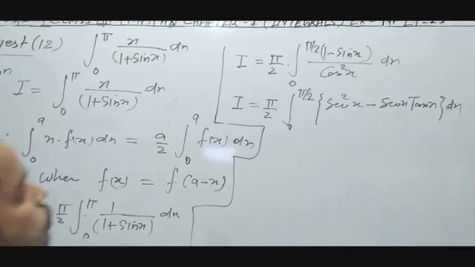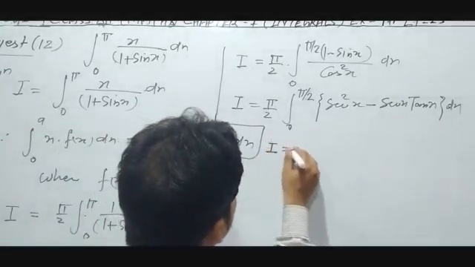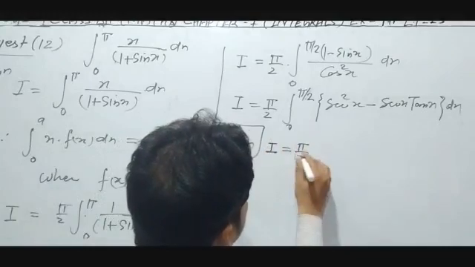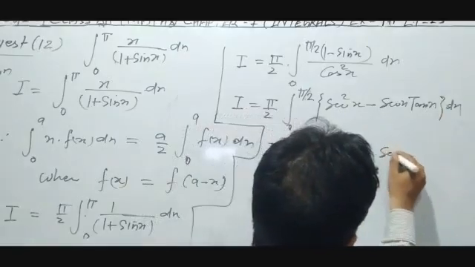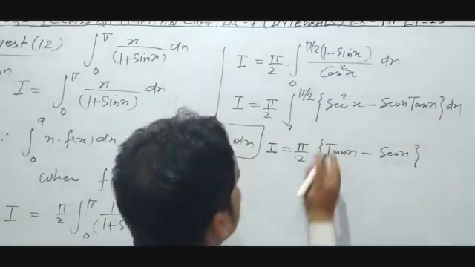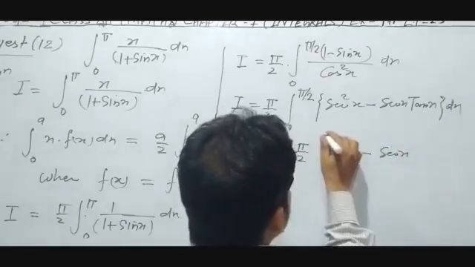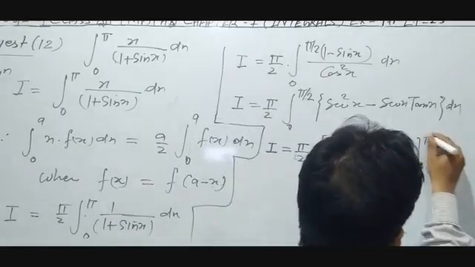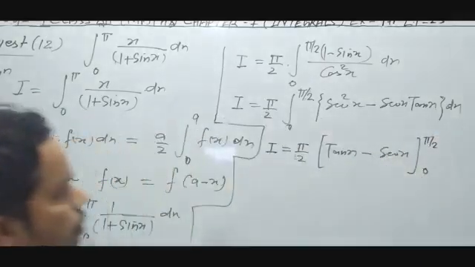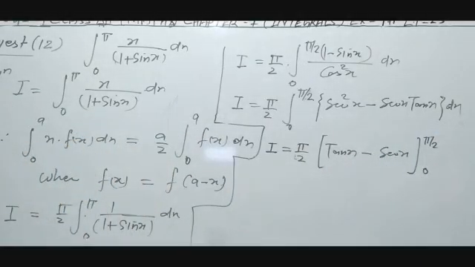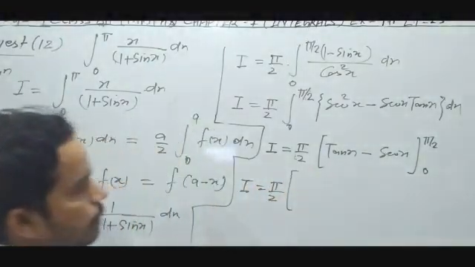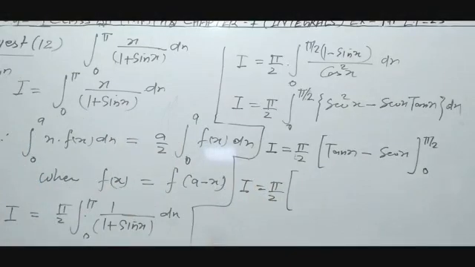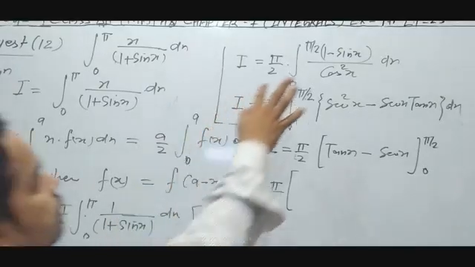And the integration of sec square x, you know, its result is tan x, minus the integration of sec x tan x, whose result is sec x, and put the upper limit and lower limit. The upper limit is pi and the lower limit is 0. So now when you put the upper limit, what result will you get? I is equal to pi by 2, after putting the upper limit, tan pi minus sec pi. The limit is pi, not pi by 2.